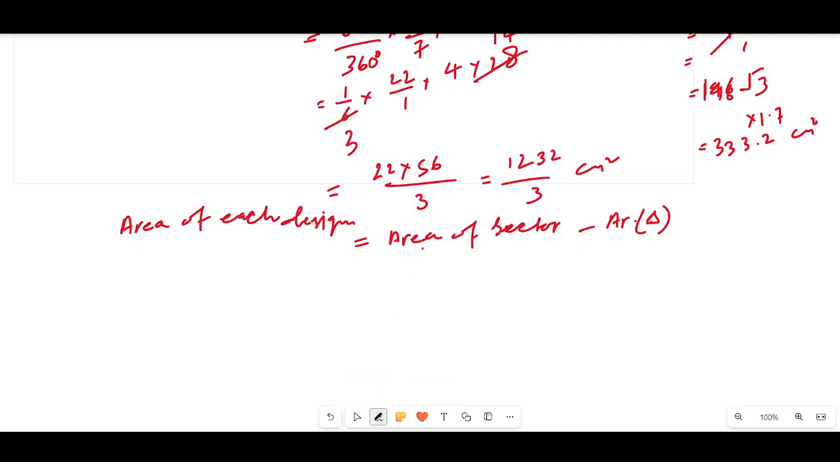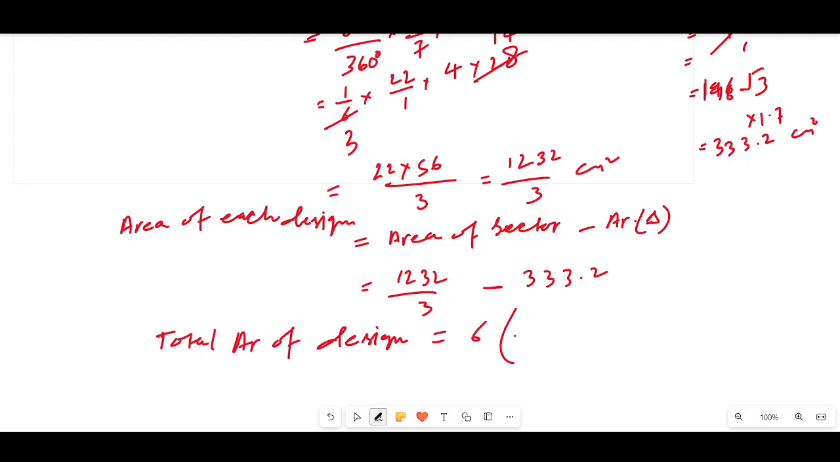Now area of sector is given that 1232 by 3 minus 333.2. Then we will subtract it, but there are 6 design, so total area of design, area of design 6 into 1232 by 3 minus 333.2.